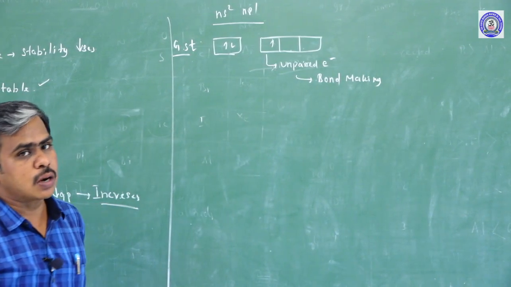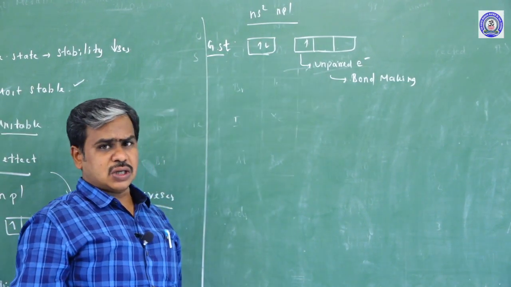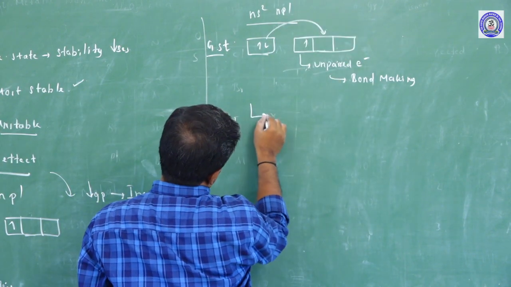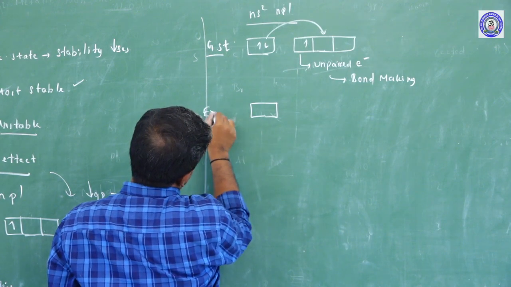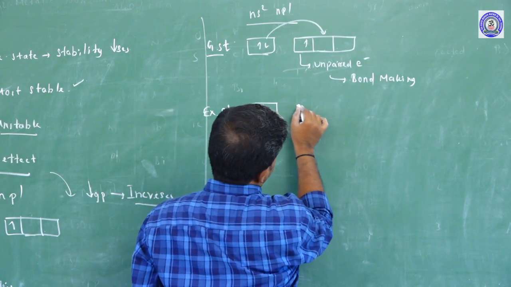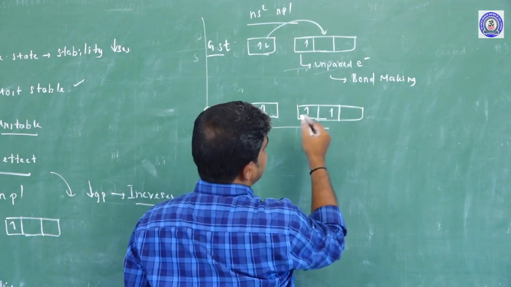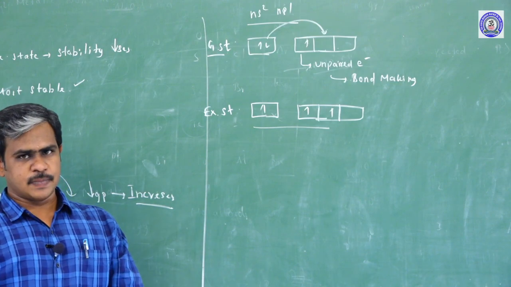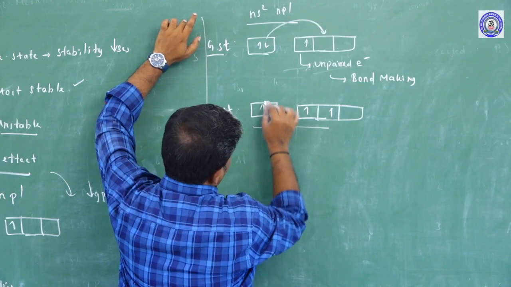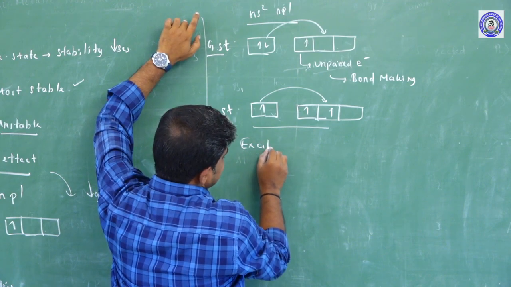Which one is involved in bond making? The unpaired electron. Now, boron shows the +3 oxidation state, so all should be unpaired. So there is an excitation. In the excited state, one electron moves to a p orbital, so there are 3 unpaired electrons involved in bond making. That excitation needs energy, and this energy is nothing but the excitation energy.